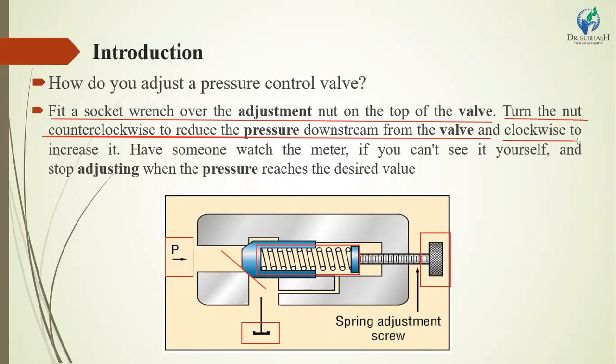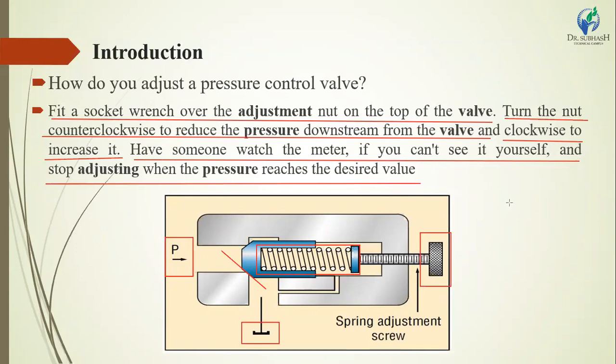Whenever we move this adjustment screw in a clockwise direction, the pressure increases. It means at this time this portion is closed and the hydraulic pressure increases in the hydraulic circuit. The valve has a range on the meter. If you can't see it yourself, stop adjusting when the pressure reaches the desired value. Sometimes the pressure meter is not attached, so at this time we have to maintain the pressure using the pressure control valve.